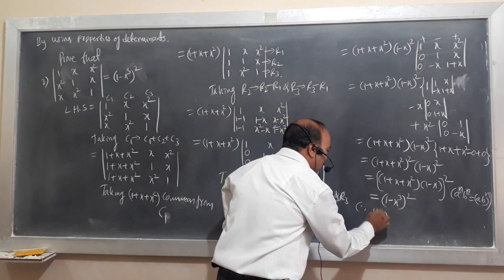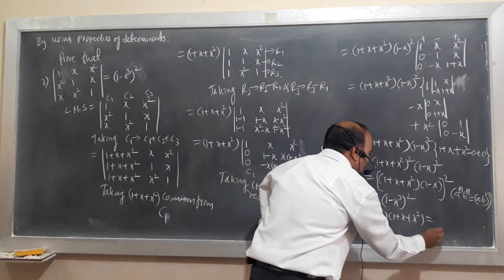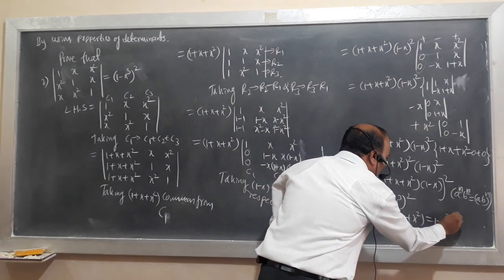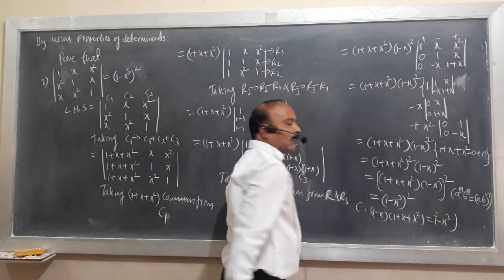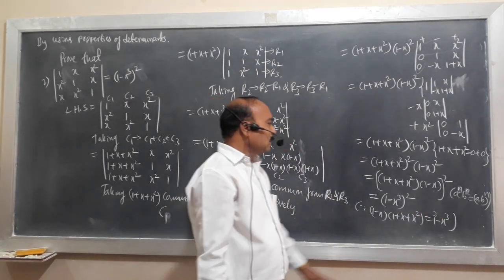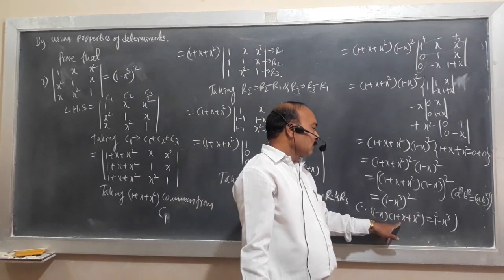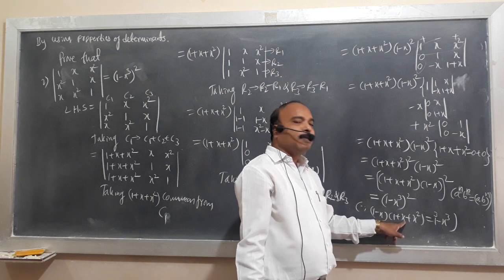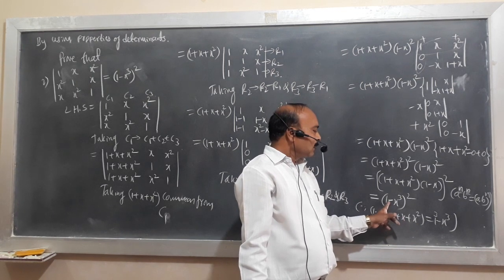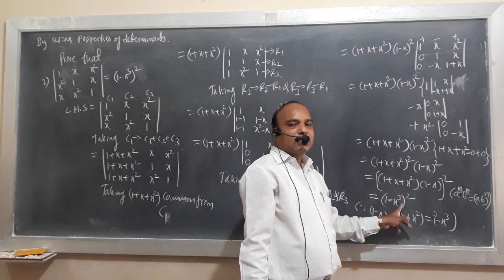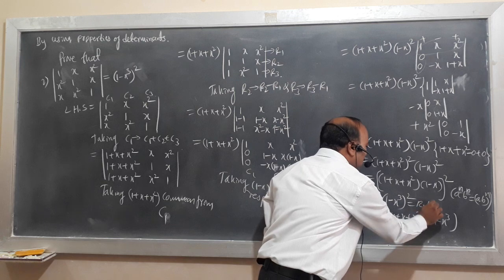Because the standard formula is 1 minus x into 1 plus x square is always equal to 1 minus x cube, that is 1 cube minus x cube, that is a cube minus b cube equal to a minus b into a square plus ab plus b square. Using that formula, we are writing this step, that is 1 minus x cube whole square. It is nothing but RHS.